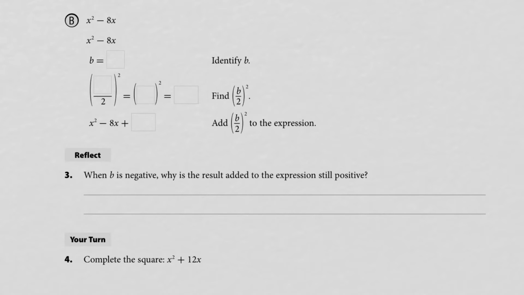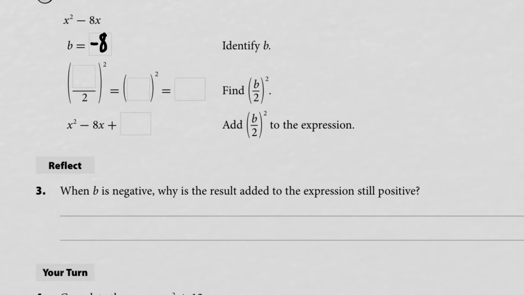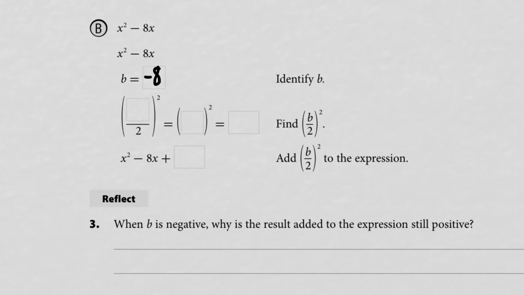Let's look at another example. Here I have x squared minus 8x. Your first thing is to find b. What is the b term? In this case, b is negative 8. Then you're going to take that negative 8 and cut it in half: negative 8 over 2. And then whatever you get, which is negative 4, you're going to square that. Negative 4 squared is 16. And so the number that you're going to add to the end of your expression is 16.